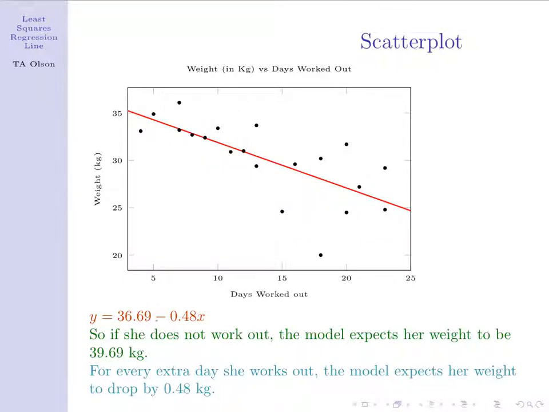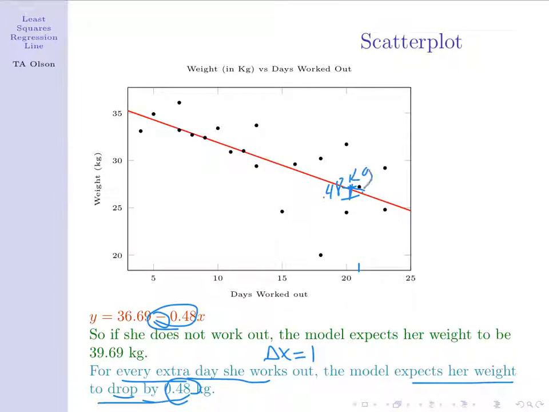What the slope tells us, this minus 0.48, says that for every extra day she works out, for every increase in x by 1, the model predicts her weight is going to go down, that's the negative, drop or decrease, by 0.48 kilograms. So if she goes from 20 to 21 days, we would expect her weight to drop by 0.48 kilograms. So that's what the slope and the intercept tell us in terms of this model.